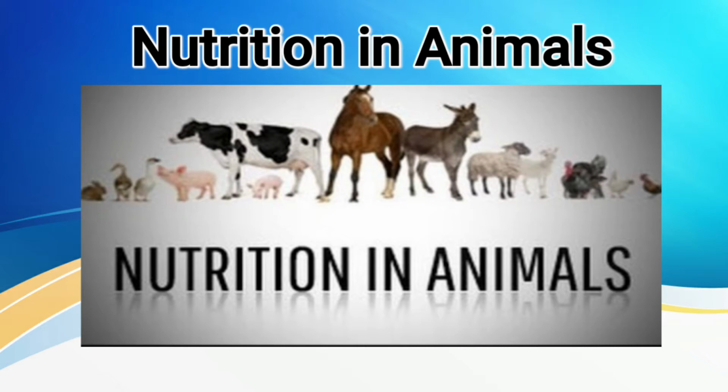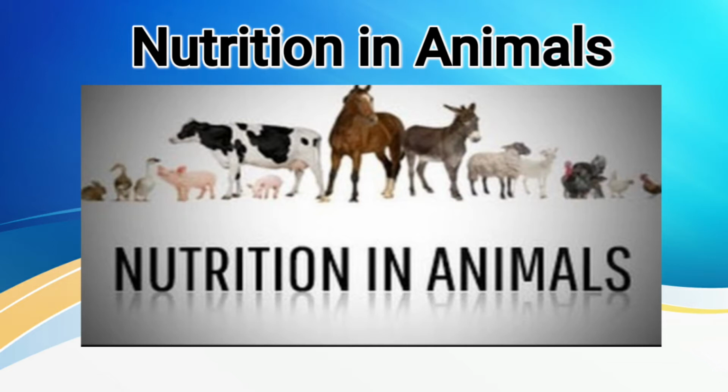Now see, as all of us know, there are different kinds of animals. Some kinds of animals are eating the flesh of other animals. Some kinds of animals are eating plants and plant products, as well as some kinds of animals who are eating the flesh as well as plants and plant products also. So according to the food items they are eating, they are categorized into different parts. They are categorized into herbivorous, carnivorous, and omnivorous.